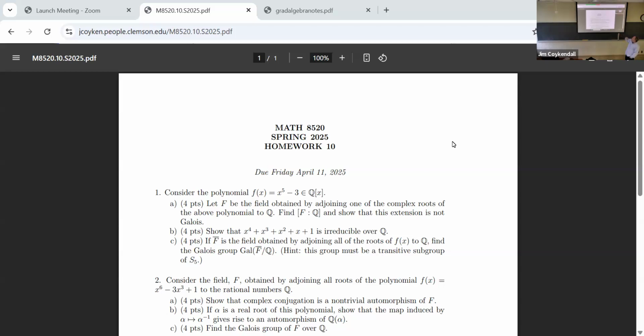But consider the polynomial first, x to the 5 minus 3. Let f be a field obtained by adjoining one of the complex roots of the above polynomial to Q. There is a best choice for one of the complex roots that will make doing any proofs easier. Find the degree of f over Q and show that this extension is not Galois.